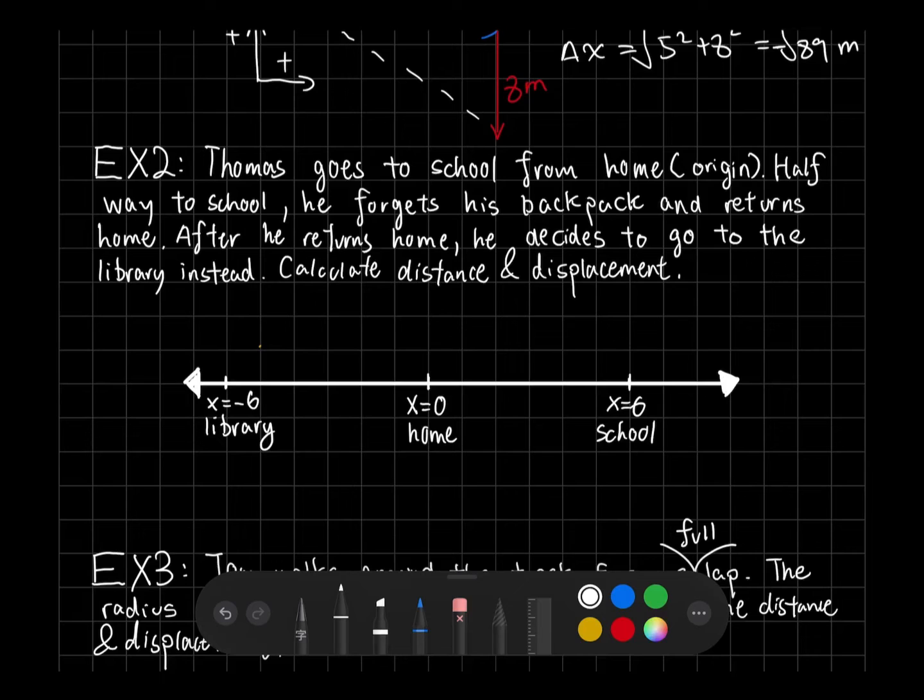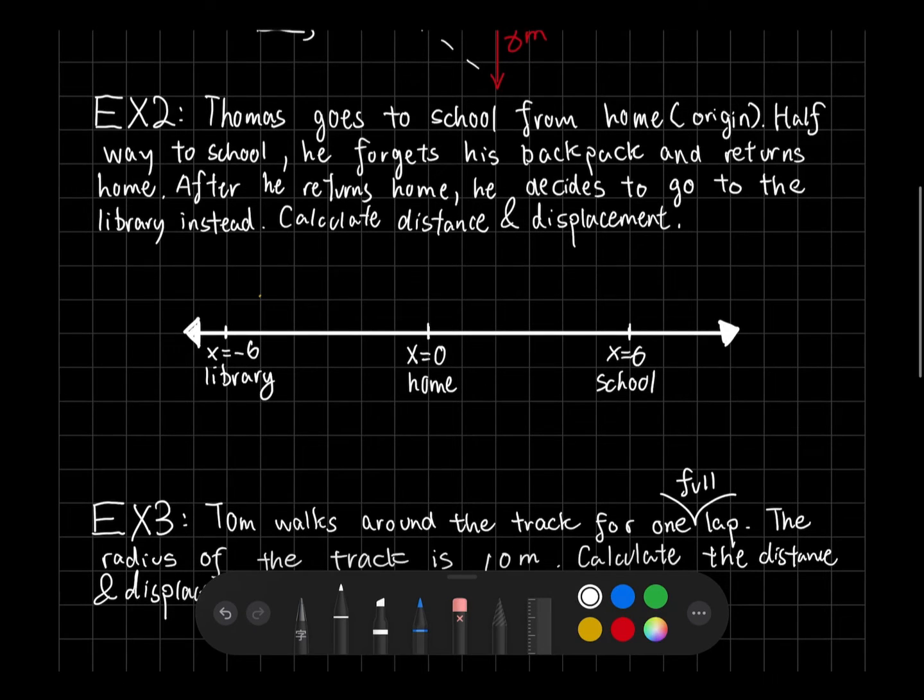Thomas goes to school from home, which is the origin, and halfway to school he forgets his backpack, and he returns home. After he returns home, he doesn't want to go to school anymore, so he decides to go to the library. Now let's calculate the distance and displacement. So the distance. Let's first draw the path. So he moves to the school. The distance is 6 meters here, but he only goes halfway, so it's 3 meters.